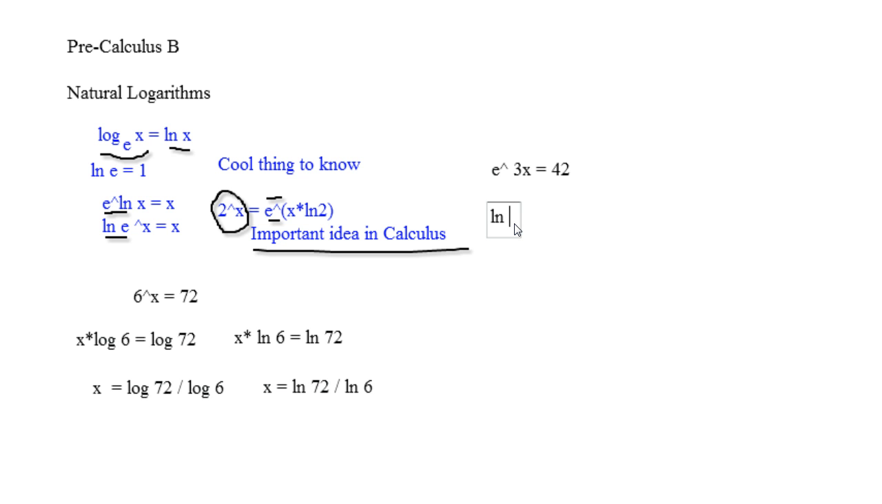So that would be natural log of e to the 3x equals the natural log of 42. Now, what's going to happen is these two are going to cancel out. I'm going to be left with 3x equals the natural log of 42. And then I just divide both sides by 3. So x equals the natural log of 42 divided by 3. So, something as simple as that.